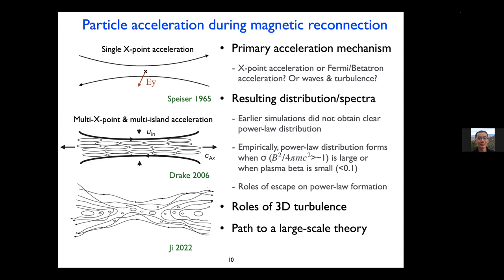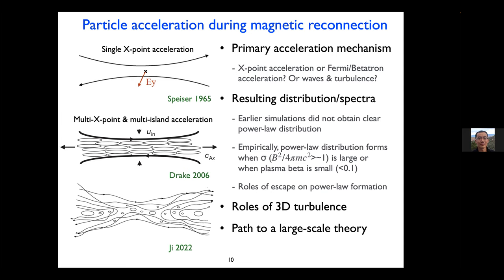For example, if you want to explain the production of very large-scale, a lot of energetic particles. But later, as I mentioned, the picture has evolved into a more plasmoids or multi-X-point reconnection, where a lot of acceleration can happen. You can have multi-X-point acceleration, and also Fermi and betatron acceleration. And of course, there can be waves and turbulence, especially as we evolve into three-dimensional reconnection. We observe the generation of turbulence that could influence both acceleration and the transport of the energetic particles in the reconnection layer. So we are interested in those acceleration mechanisms, but we also want to ask what the resulting distribution function is.